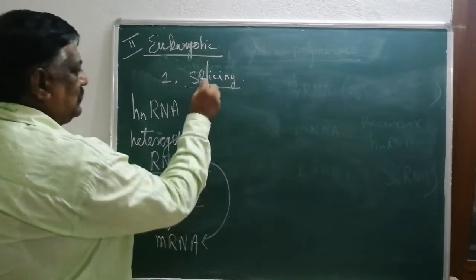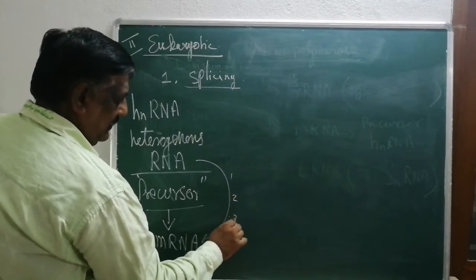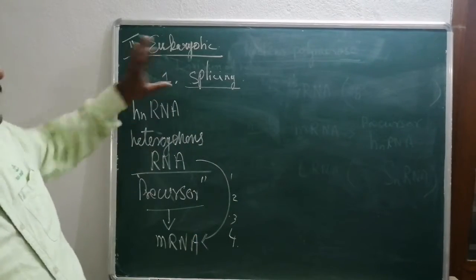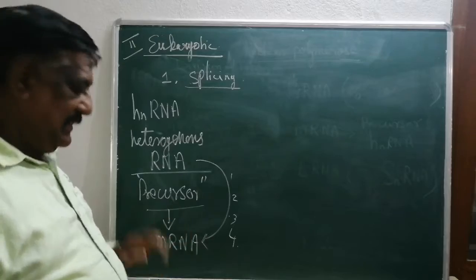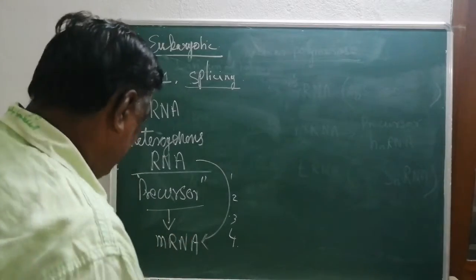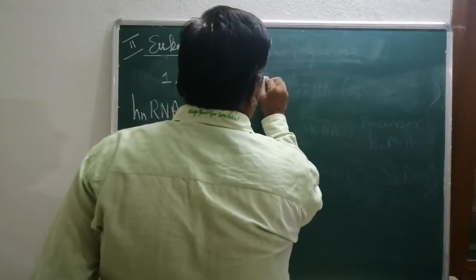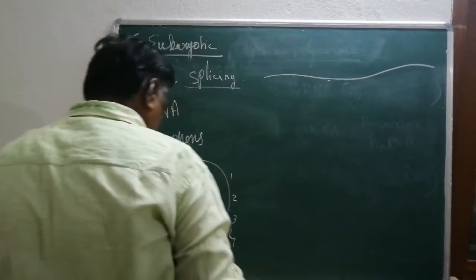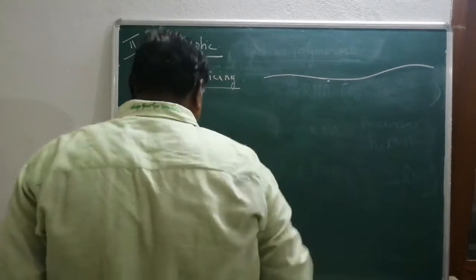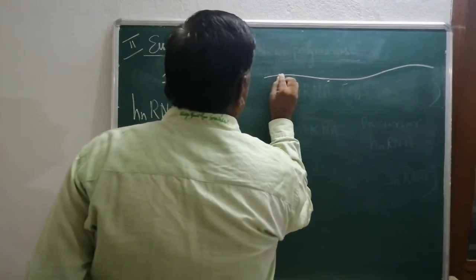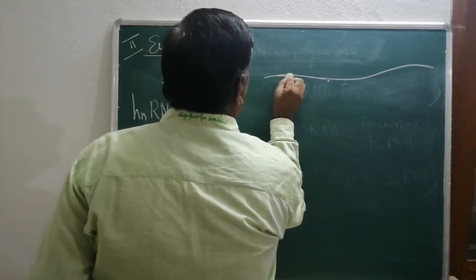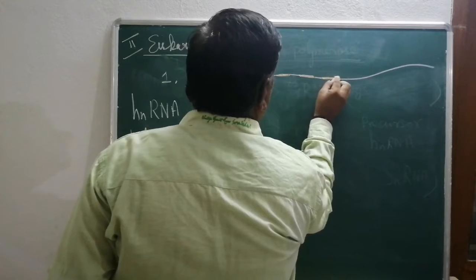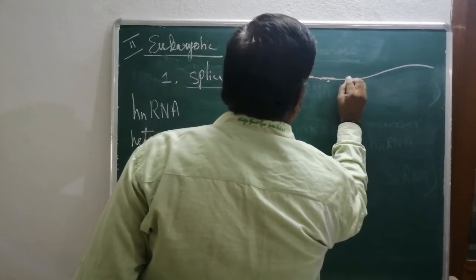In this, there are 4 steps. 1, 2, 3, 4 steps which we are going to see. That is makeup. The makeup 1 is splicing. What is splicing? If you see this HnRNA, I'll draw HnRNA. I'll draw it like this. HnRNA. At places, it has codes. Some places it doesn't have codes. This is how the HnRNA is.